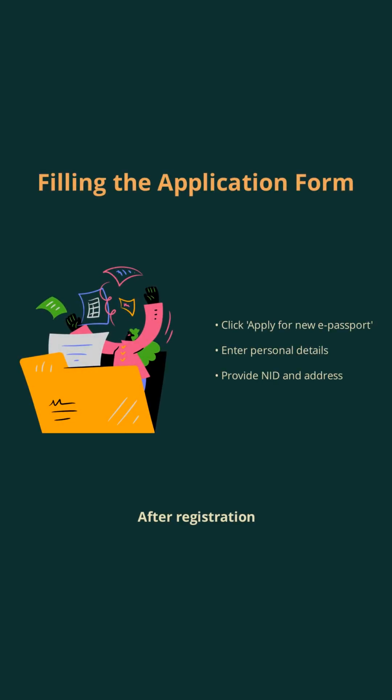After registration, it's time to fill out the application form. Click on Apply for New e-passport and carefully enter your personal details, including your national ID, NID, and current address. Double-check all information for accuracy, as any mistakes can delay your application. The form is straightforward, but take your time to ensure everything matches your official documents. Once completed, you're ready to proceed to the payment stage.